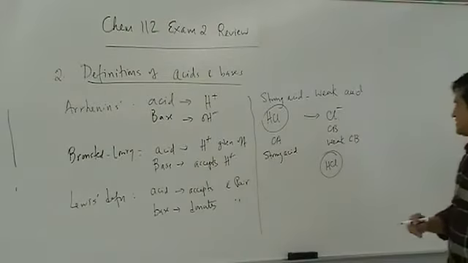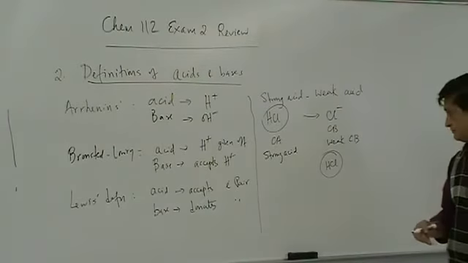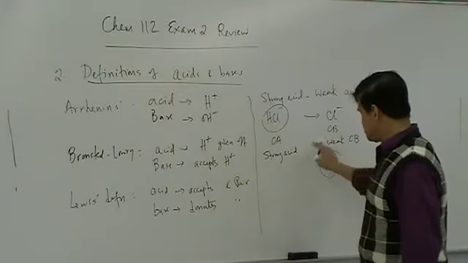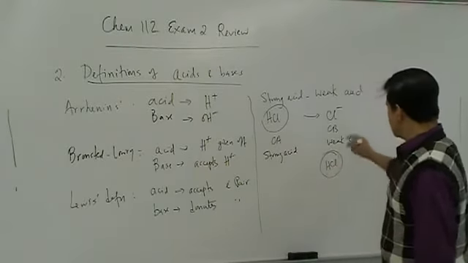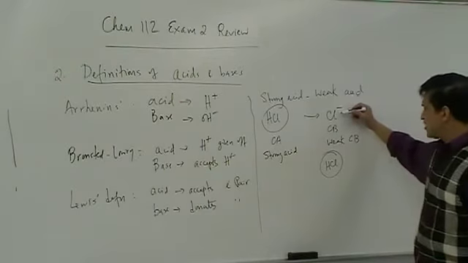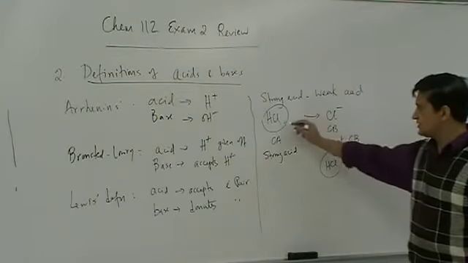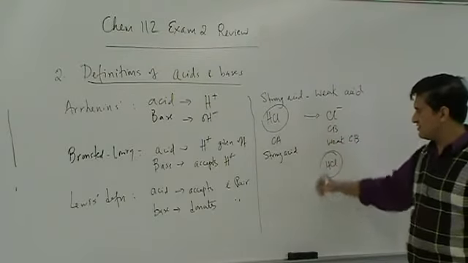So for a strong acid, the conjugate base would be weak. On the other hand, for a weak acid, the conjugate base is going to be strong. Make sure you understand this, because Cl- cannot hold on to H+. If it could hold on to H+, then this would be a weak acid. It would not break down.